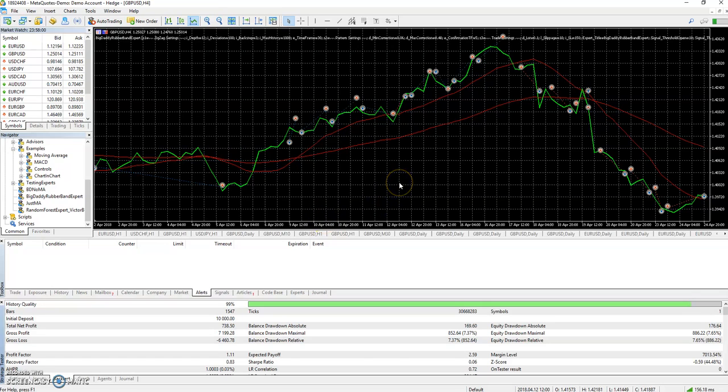And with that, that is the conclusion of how moving averages works inside of a rubber band trader. I'm going to put more videos in the description if you want to see how moving averages works just standalone.